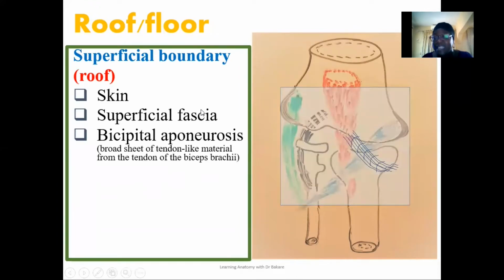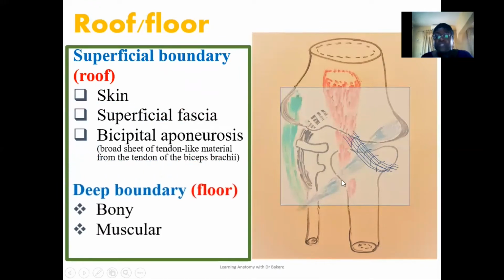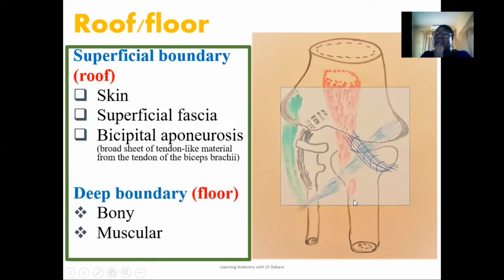So we have the skin. If the skin is removed and the superficial fascia, then deep to that, we now have the bicipital aponeurosis, which is a broad sheet of tendon-like material that is created by the tendon of the biceps brachii muscle. So those are the structures seen covering the indentation that is called the cubital fossa. Then talking about the floor, the floor of the cubital fossa is formed by two structures. It's formed by a bony compartment and also a muscular compartment.